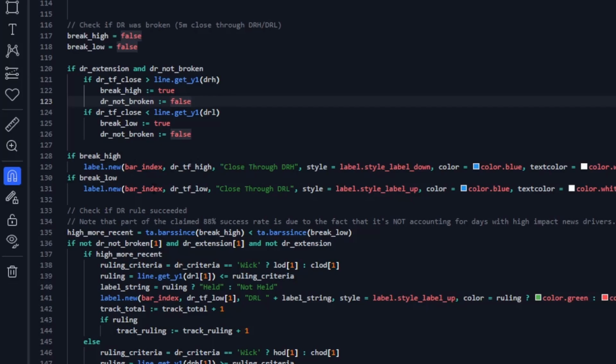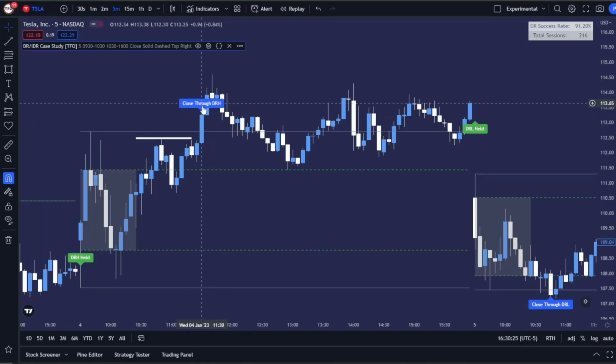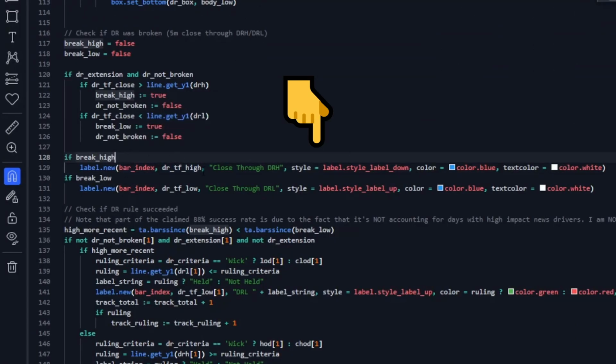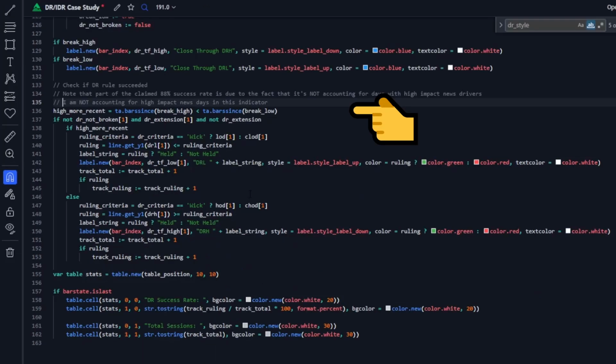So this part is where I'm setting these blue close through DR high and close through DR low labels. So if we broke the DR high, then I'm setting this at the point where we close through the DR high. And if we broke the low, I'm going to be making a label that price closed through the DR low. So this is the part where we're actually checking if the DR rule succeeded for that session, and we're actually organizing all these statistics.